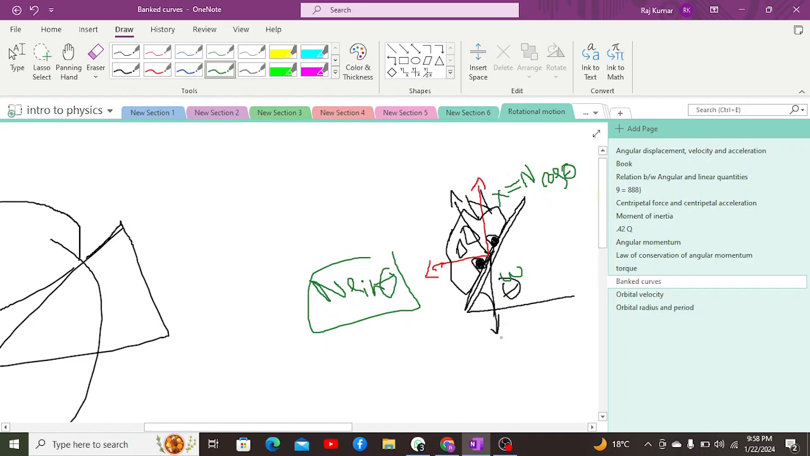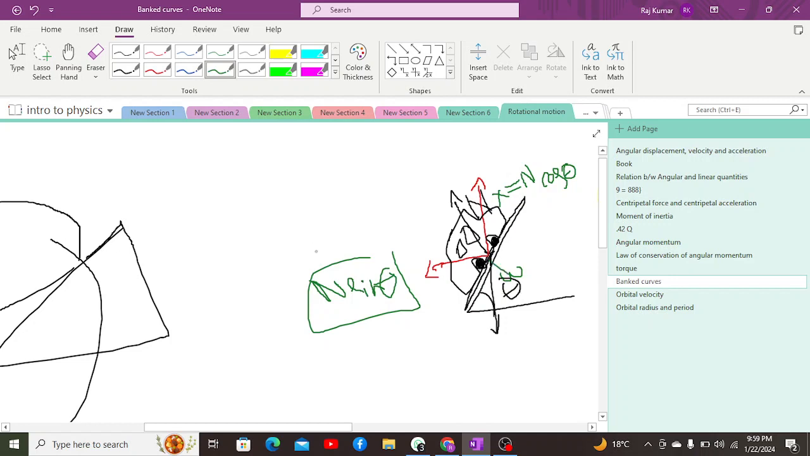Now both cancel each other out. So whenever there is a banked curve, if there is an ideal banked curve, the angle theta is ideal with respect to the velocity of the car and the radius of the curve. That will be written in terms of ideal banking.